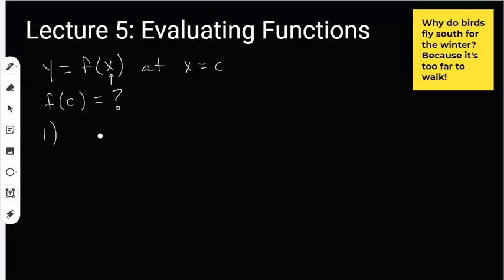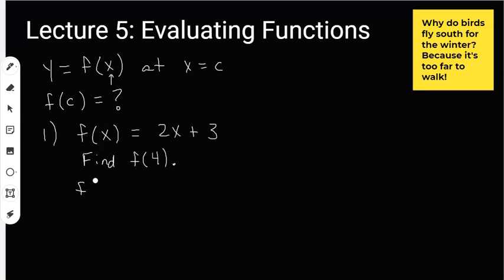Number 1, I have f of x equals 2x plus 3. And it says find f of 4. So what we're going to be doing is using this same exact function and putting in 4 for x. So that means everywhere I see an x, I'm going to replace that with a 4.